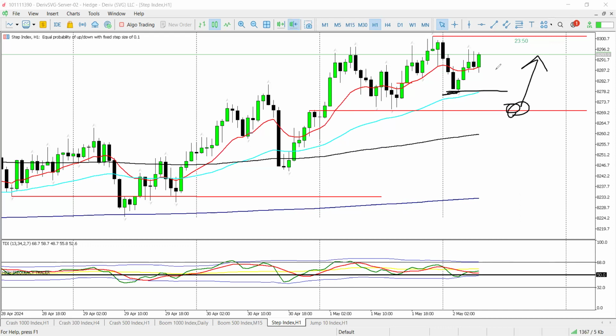So for now, those are the two scenarios I have on Step Index. Either price will break above, then we can look for a buy, or they will come to this area and we'll still look for a buy. If it doesn't do that, I'll rather wait for the day's candle to actually close so that I can see where the direction is before I consider trading this.